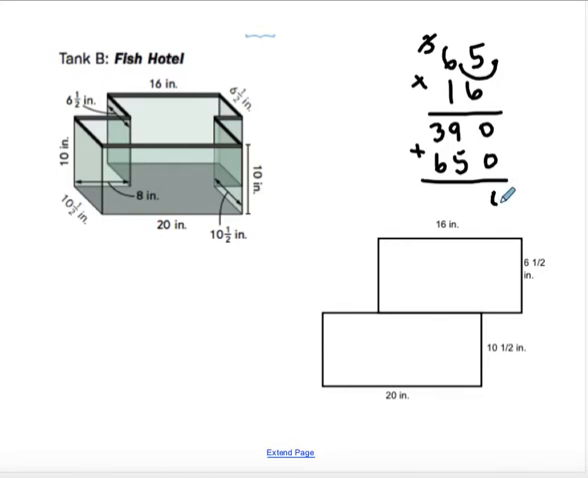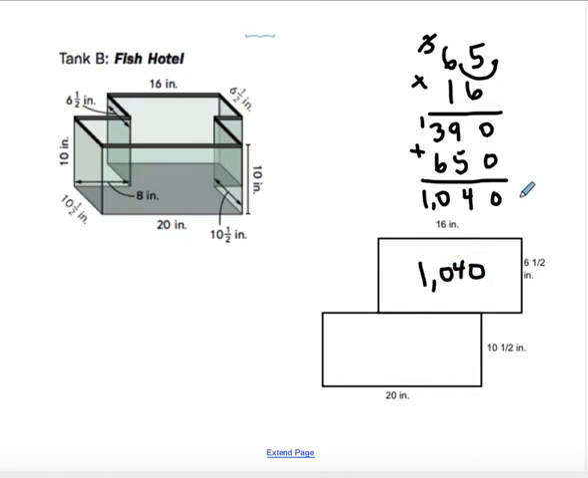And 0 plus 0 is 0. 9 plus 5 is 14, so I put a 4 and I carry the 1. 3 plus 6 is 9, plus 1 is 10, and that gives us 1,040. Now, that is not our area. That is only the area of this part of the fish tank.